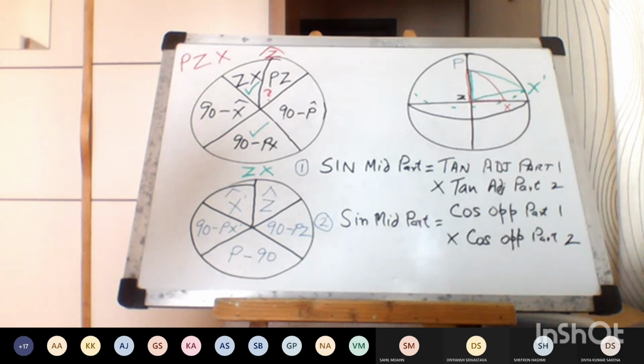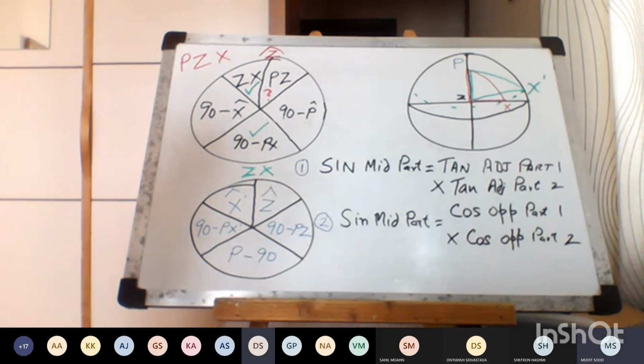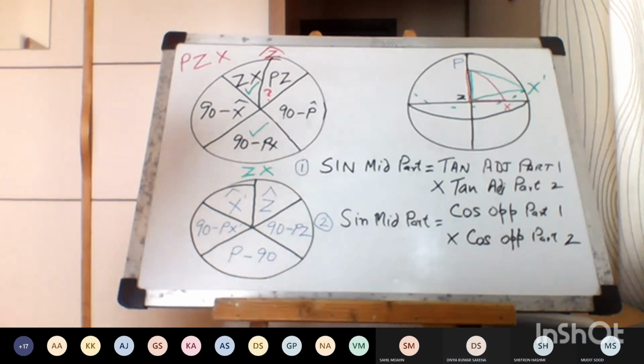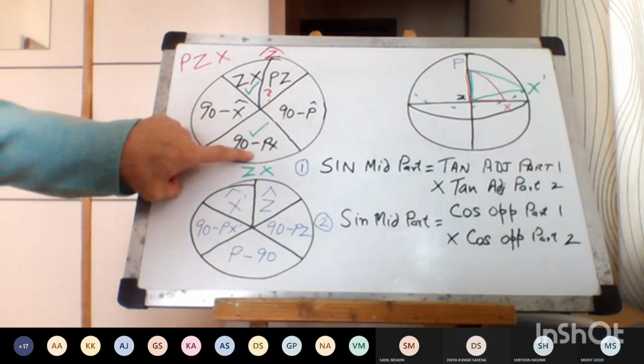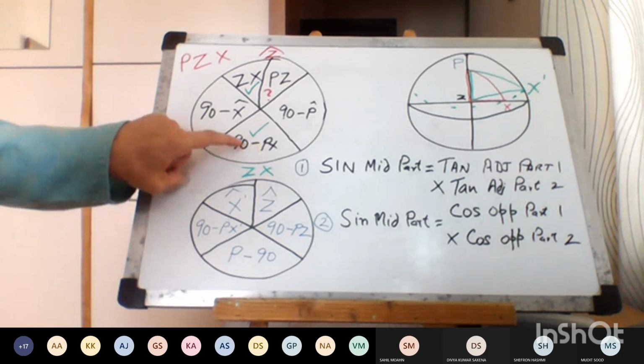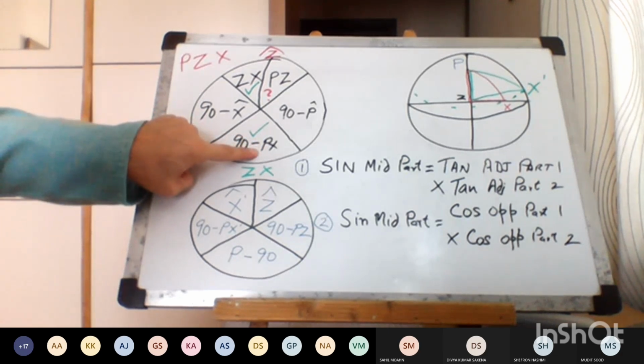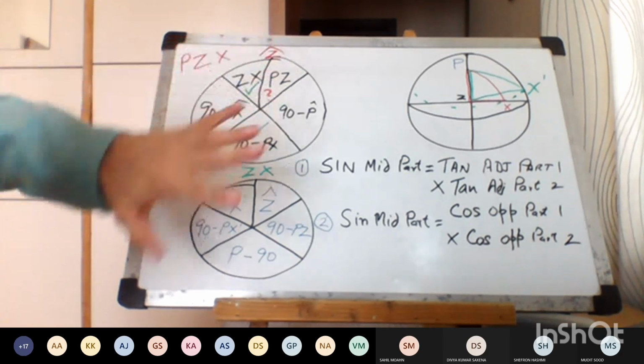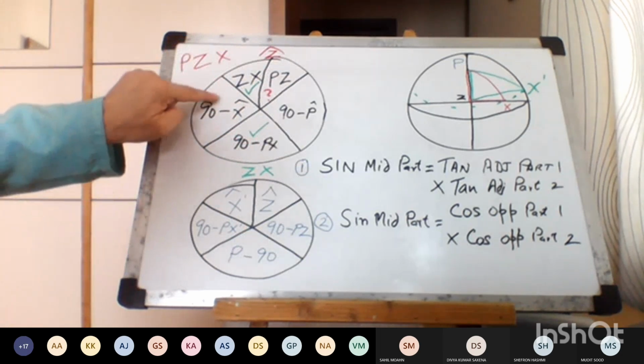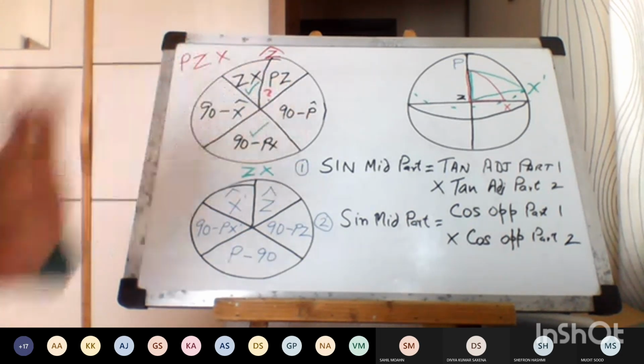Which formula can I apply to get the answer? Formula 1 or formula 2? Second one, very good. How will I apply it? I will use this as the middle part, 90 minus Px. Sine middle part is equal to cos opposite part. Opposite means you leave one and it becomes opposite.